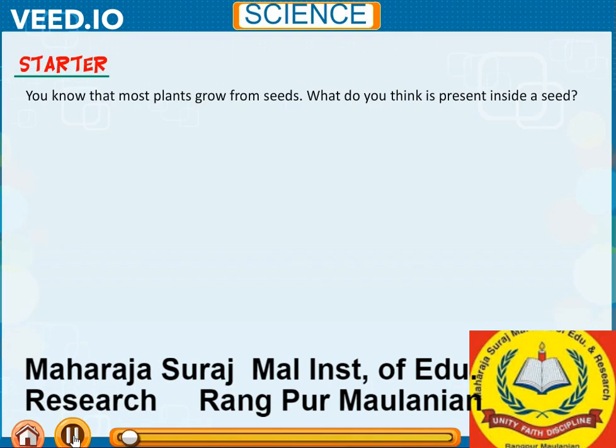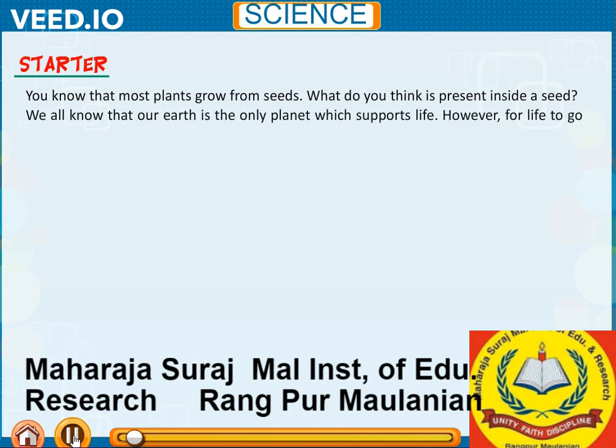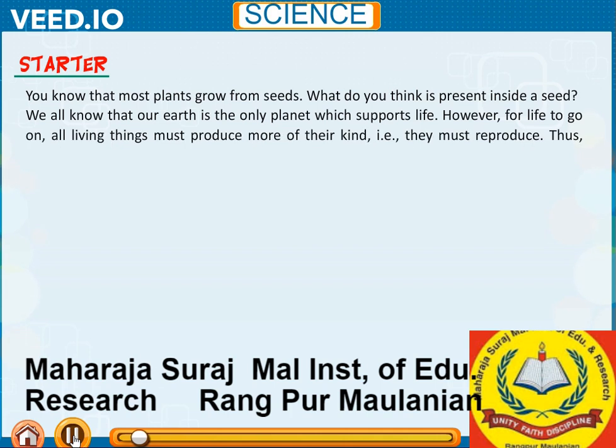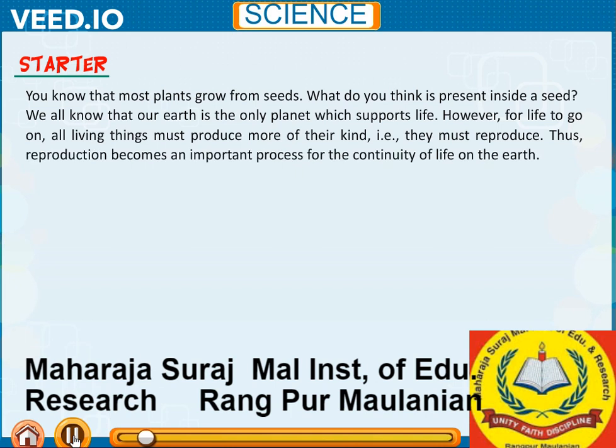You know that most plants grow from seeds. What do you think is present inside a seed? We all know that our Earth is the only planet that supports life. However, for life to go on, all living things must produce more of their kind. That is, they must reproduce. Thus, reproduction becomes an important process for the continuity of life on the Earth.